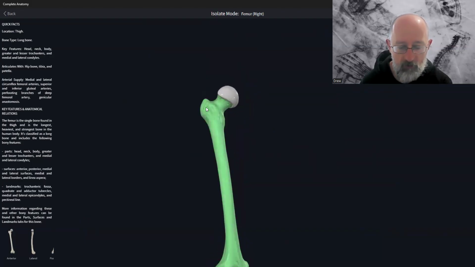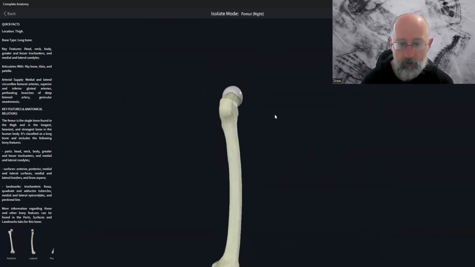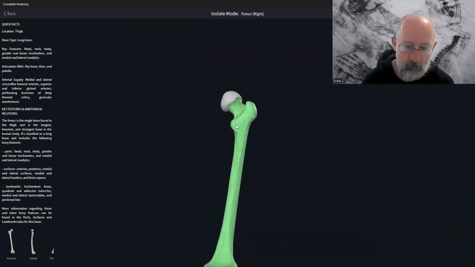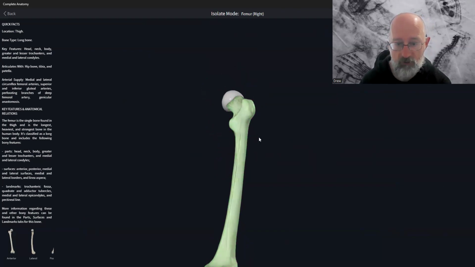So greater trochanter, you've got muscle attachments of piriformis, glute medius, glute minimus. They all attach pretty much up on here. And here, the lesser trochanter is where your iliopsoas, your iliacus and your psoas muscle attaches here on the front.